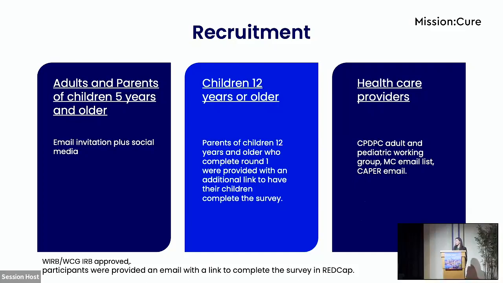Recruitment of adults and parents of children 5 years and older was done through the Mission Cure mailing list and social media. Parents of children 12 years and older who completed round 1 were provided with an additional child-specific survey to have their children complete the survey. And healthcare providers were recruited through the CPDPC adult and pediatric working groups. We also utilized the Mission Cure mailing list, and we collaborated with CAPER as well to try to get more providers to participate. The study was approved by the WCG IRB, which is formerly the Western IRB, and participants were provided a link to the survey through REDCap.